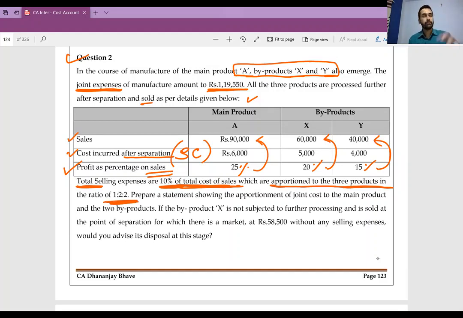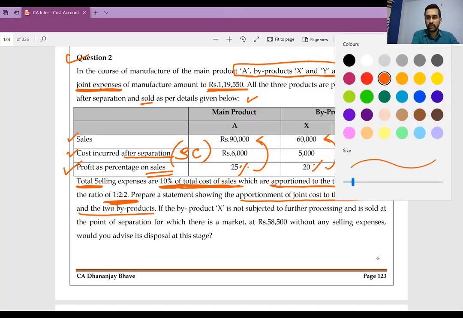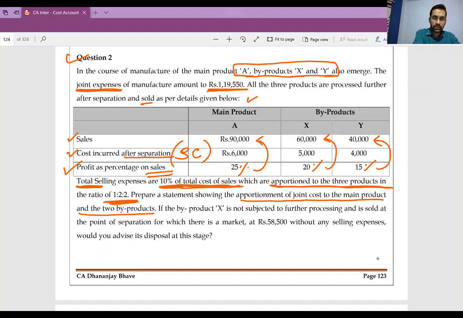So basically, you will find out total cost. On that, you will apply 10%. That number will be distributed between A, X, Y in the ratio 1:2:2. Right. Prepare a statement showing apportionment of joint cost to the main product and to byproducts. Till this, I'll just highlight it in green. Till this is one question.